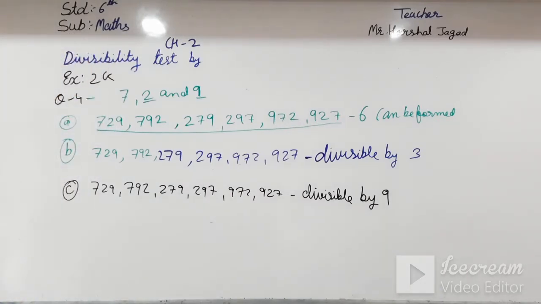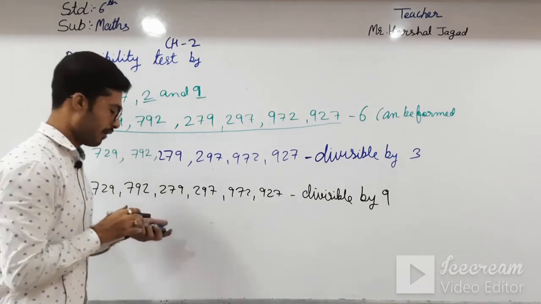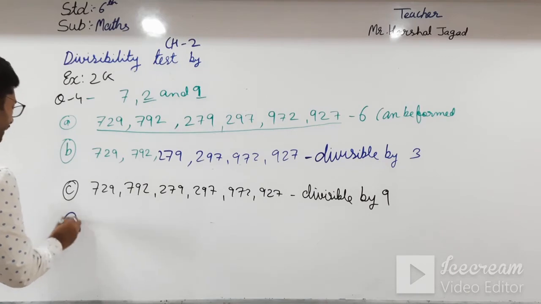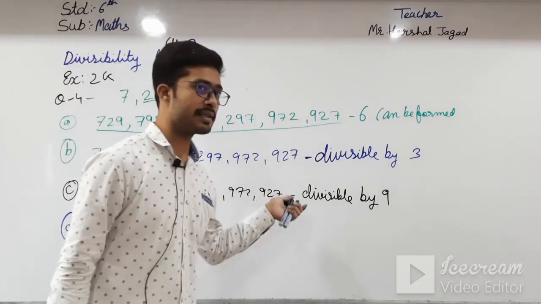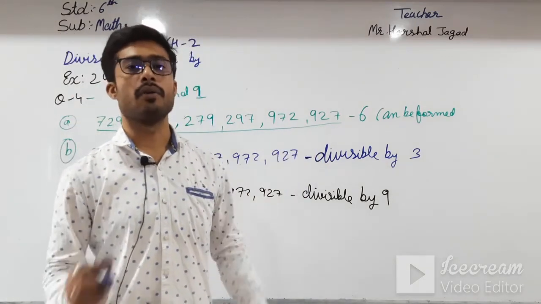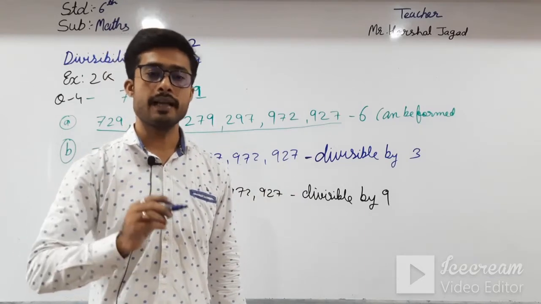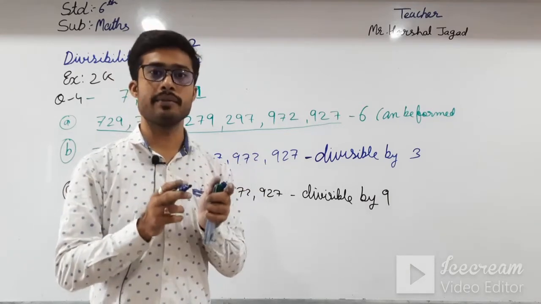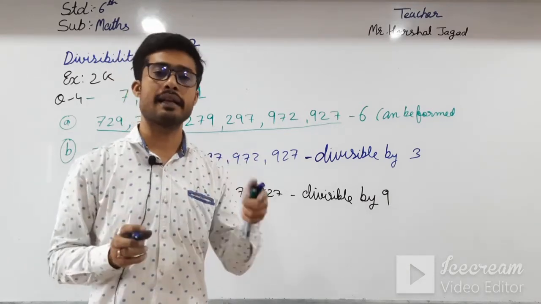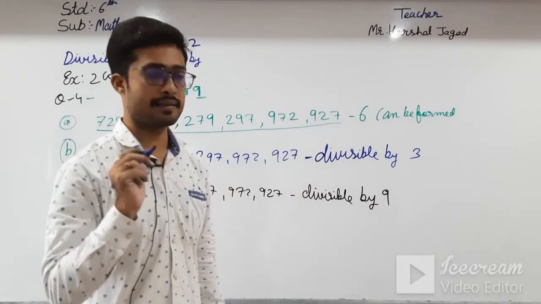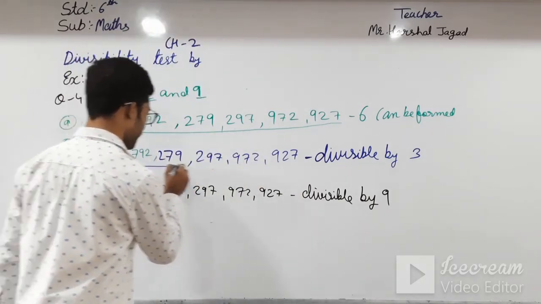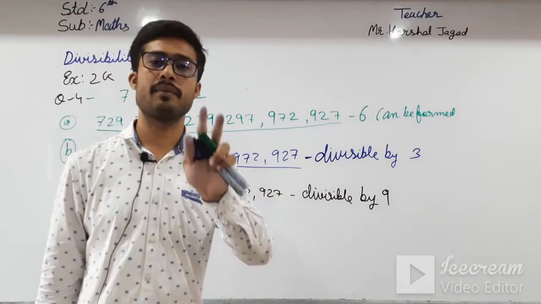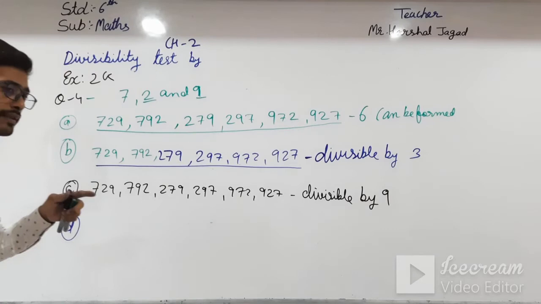Now, we all know that in D, we have to find whether it is divisible by 6 or not. So for that, what we have to do? We have to find the numbers which are divisible by 2 and 3, then that number is divisible by 6. So all these numbers are divisible by 3. We have to find from these which numbers are divisible by 2, that is divisible by 6.